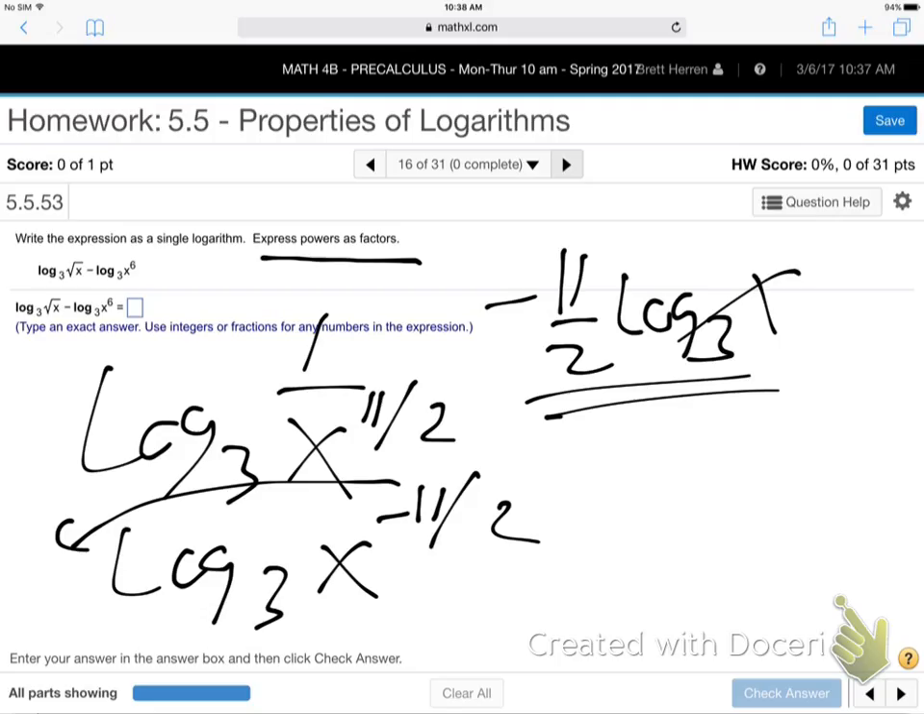So they're pushing on all those algebra rules, aren't they? Roots, fractional powers, negative powers, subtracting powers. They're making you a master because that's what you got to do in calculus.